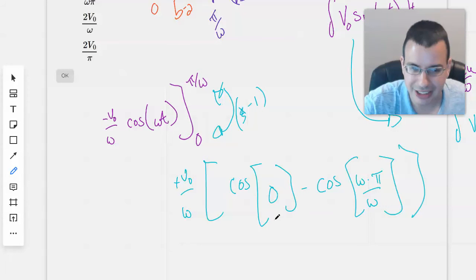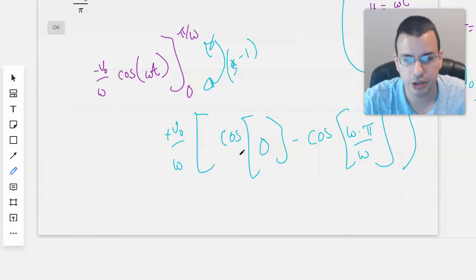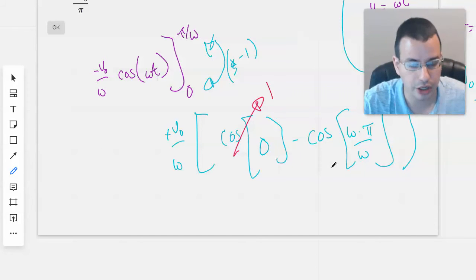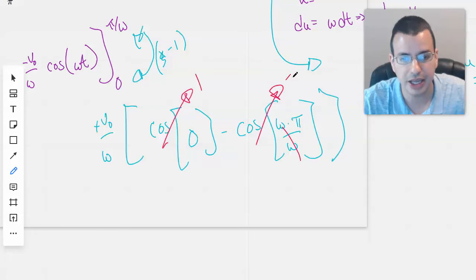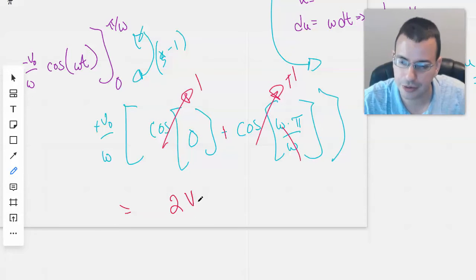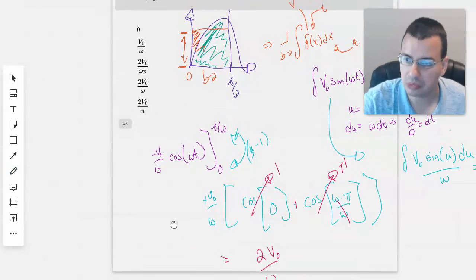Okay, and then we can simplify things here. It looks like it's not too bad. Cosine of 0 will be 1. Cosine of pi will be negative 1. But then we have a negative there, so we have a 2. So we have 2 V naught over omega.